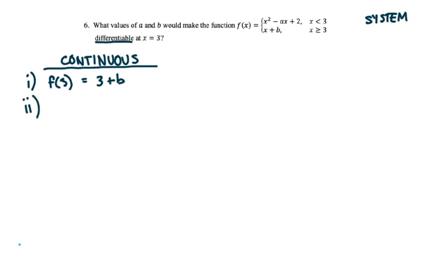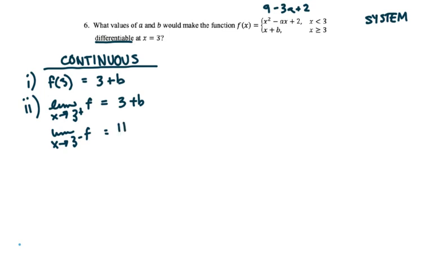My second step is the limits. The limit as x goes to 3 from the right-hand side of this function is 3 plus b, which we just established. The limit as x goes to 3 of this function from the left-hand side, we're going to use the top function, so that's going to be 3 times 3, which is 9, minus 3a plus 2, so that's going to be 11 minus 3a, and these two things have to be equal. So 3 plus b equals 11 minus 3a.